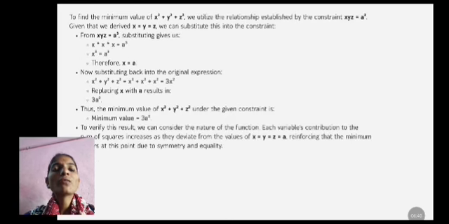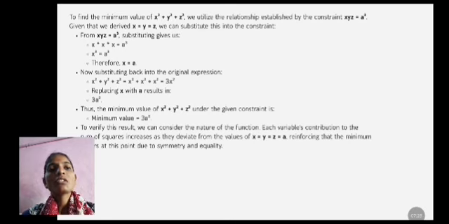To find the minimum value of x square plus y square plus z square, we utilize the relationship established by the constraint xyz equals a cube. Given that we derived x equals y equals z, we can substitute this into the constraint. From xyz equals a cube, substituting gives us x into x into x, which gives x cube, so x equals a, and the final answer is x square plus y square plus z square equals 3a square. The minimum value of x square plus y square plus z square under the given constraint is 3a square. To verify the result, we can consider the nature of the function.